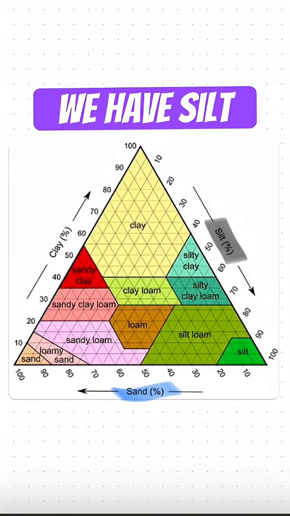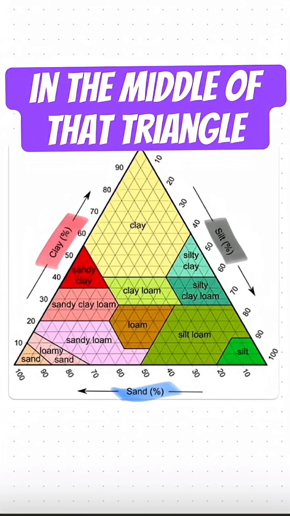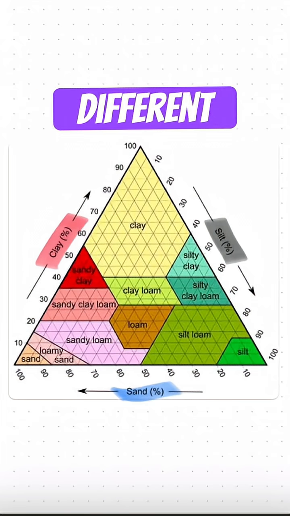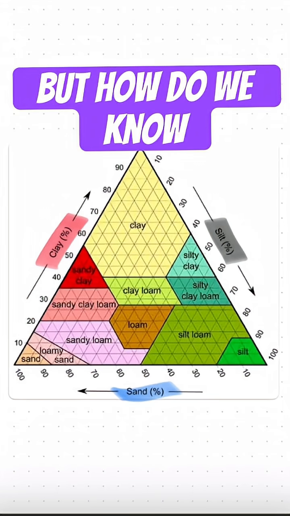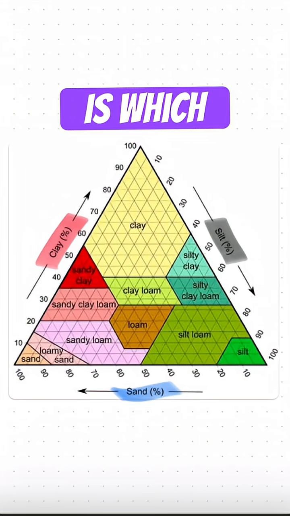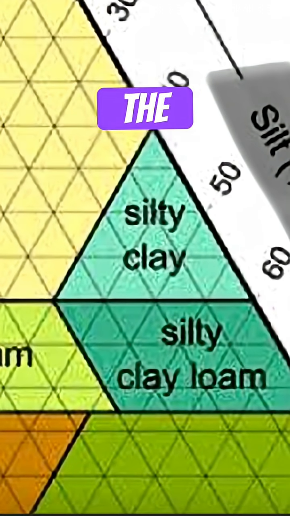We have silt, sand, and clay. And all of these different compounds in the middle of that triangle have different percentages of these three materials. But how do we know which one is which value? Well, the key is really looking at the axis.